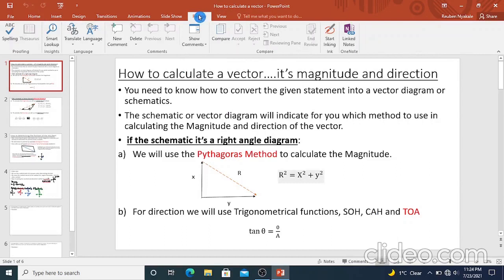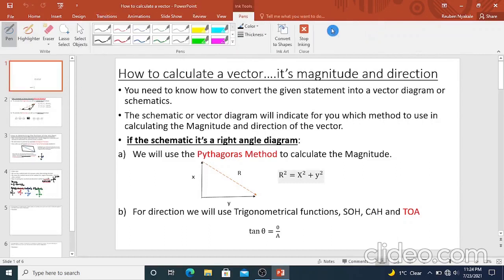Let us look at how to calculate the vector. Remember, we said the vector has two things: magnitude and direction. In the previous video, we dealt with the naming of directions. We never dwelled into how to calculate the direction. In this one, we'll be dealing with how to calculate a vector.